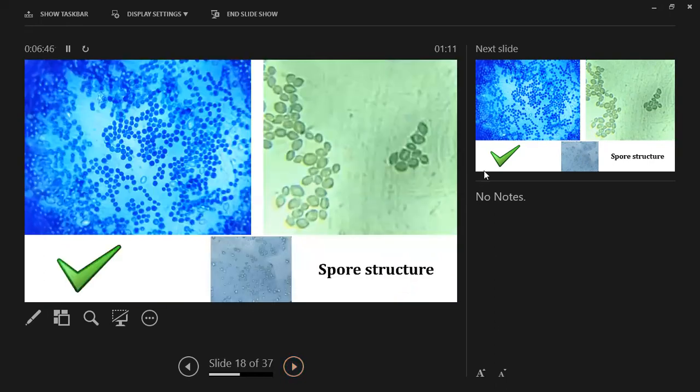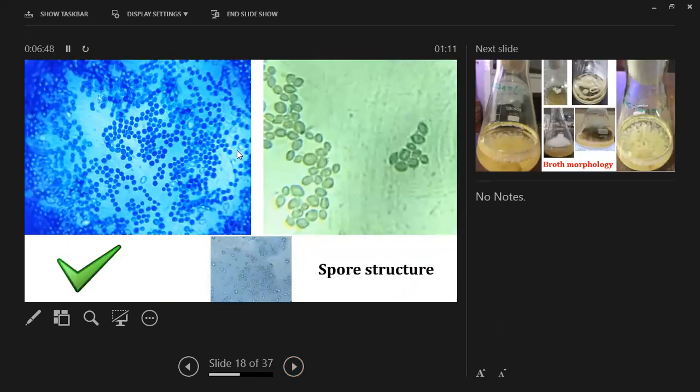So the picture should be very clean. Even the spore morphology should be very clean. It should be oval or spherical. Just by looking at the spores, we should be able to see.